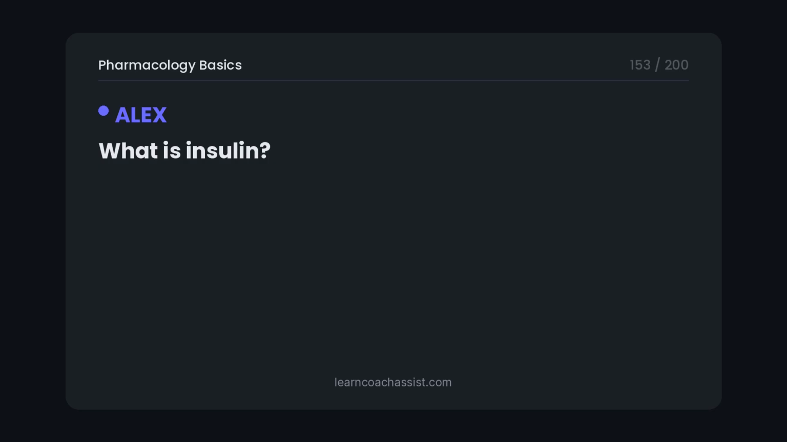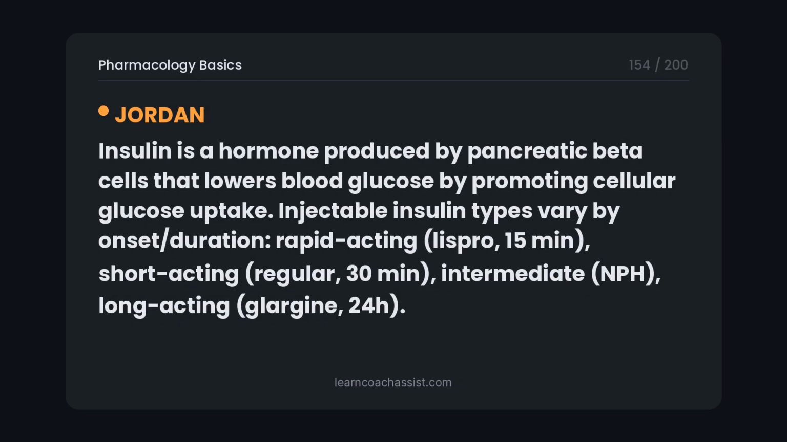What is insulin? Insulin is a hormone produced by pancreatic beta cells that lowers blood glucose by promoting cellular glucose uptake. Injectable insulin types vary by onset and duration: rapid-acting, Lispro, 15 minutes; short-acting, regular, 30 minutes; intermediate, NPH; long-acting, Glargine, 24 hours.